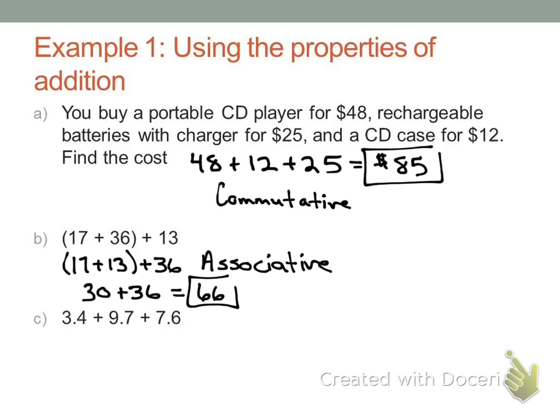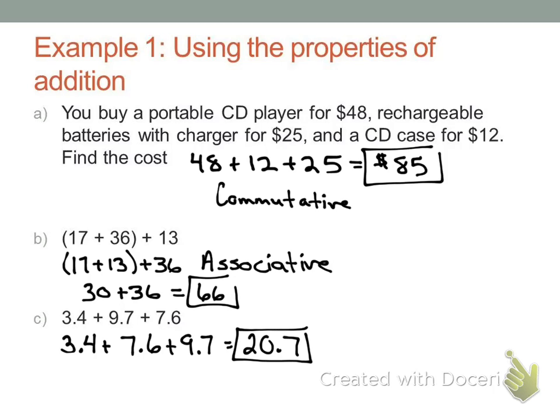Okay, now what about C? What two numbers would I want to add first? Mason? 3.4 and 9.7. No. 7.6, because that gives me an even number. Then I add the 9 and 7/10 to get 21 and 7/10. Or is it 20? So 10 plus 9... No, 11 plus 9, 20 and 7/10. Okay? All right, and again, what property did I use? Justify it? Commutative.